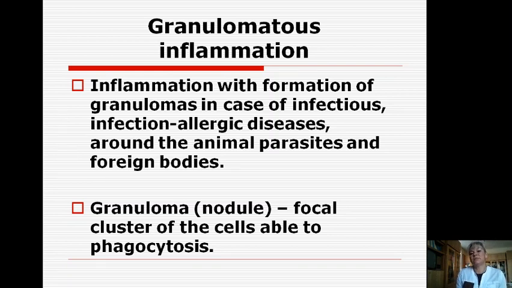And the last type of proliferative inflammation, granulomatous inflammation. This type of inflammation with formation of granulomas occurs in infectious and infectious-allergic diseases, and around animal parasites and foreign bodies. What is a granuloma or nodule? It is a focal cluster of cells able to perform phagocytosis.